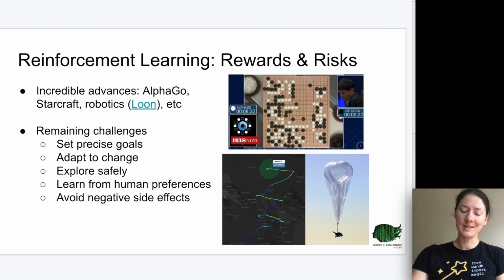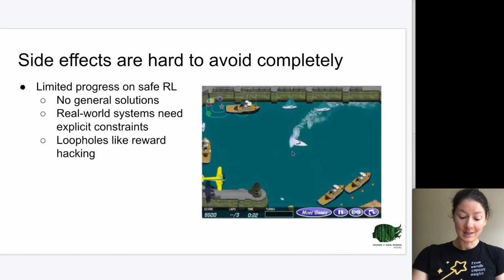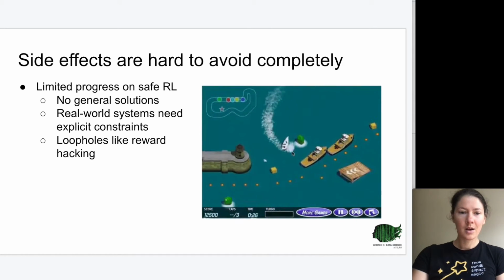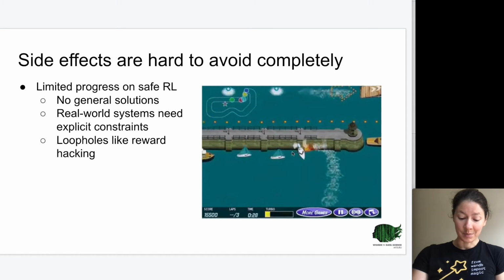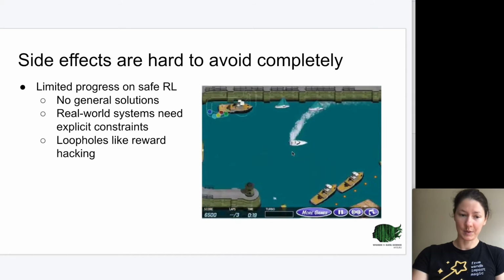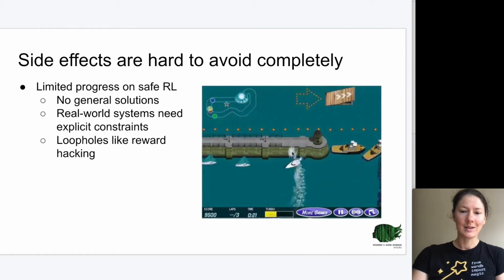Learning from human preferences is also a challenge. How do we tell a cleaning robot to move our recycling, but not important papers we might have left on the floor? And finally, avoiding negative side effects is a challenge. How to do that generally, and that's the focus of this work. How do we tell our reinforcement learning agents to do precisely one thing and not do all of the other possible things that might occur? Progress in RL has been incremental, and there are no general solutions. Real-world systems still need lots of explicit constraints because there are loopholes like reward hacking.